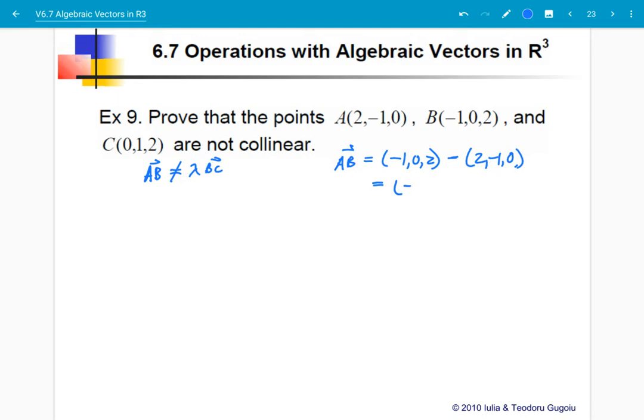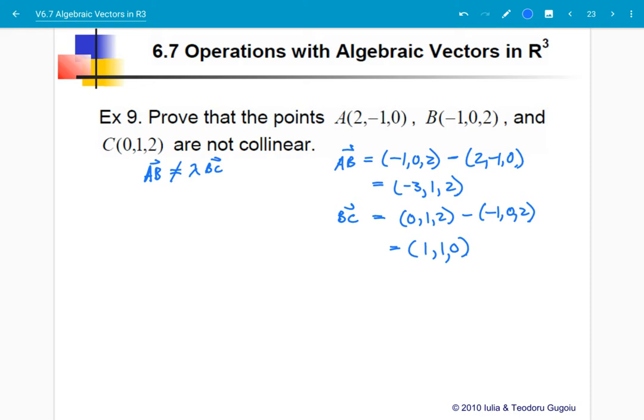We have -3, 1, and 2. BC: we have 1, 1, and 0. So let's just see.